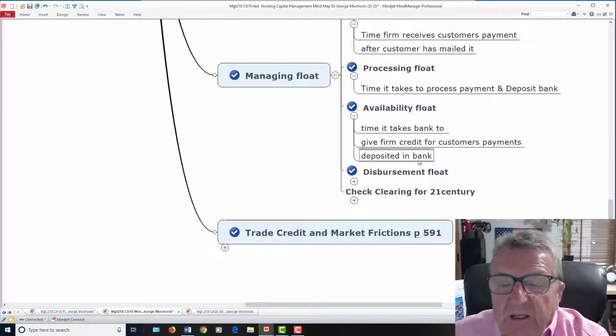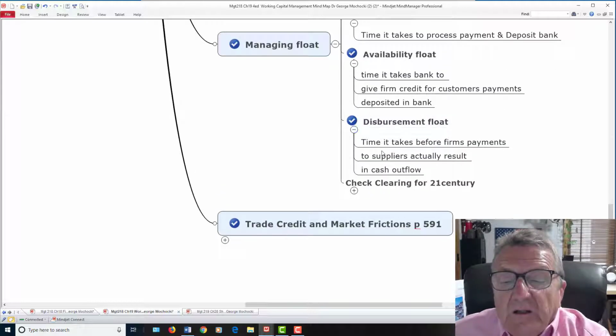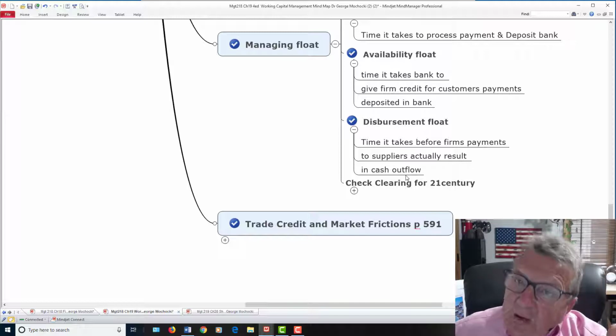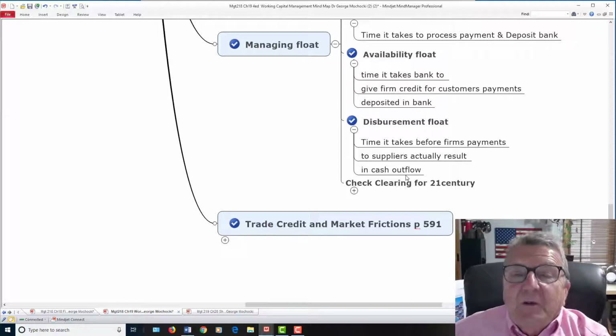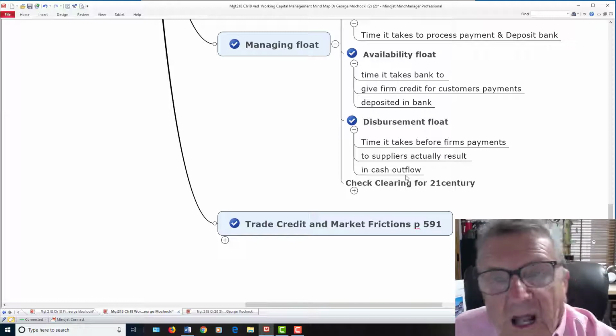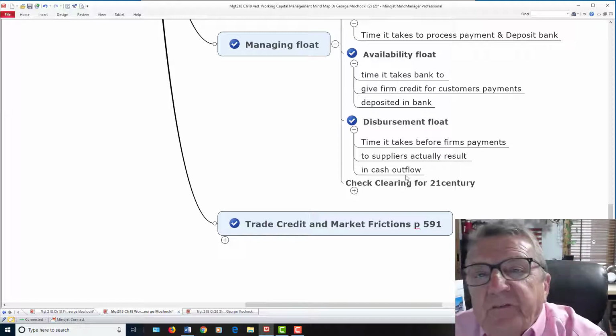Finance. Okay, disbursement float: the time it takes for a firm's payments to suppliers to actually result in a cash outflow. When do I pay them? I try to pay them at the last minute, because that money's not sitting underneath my mattress, for lack of a better word. That money's in a savings account. That money's in a CD. That money's in something else that's earning interest. I pay them at the last minute and transfer the funds out at the last minute.